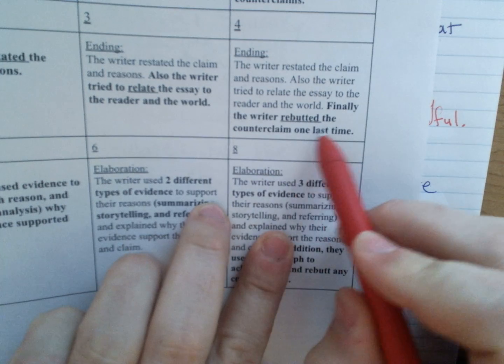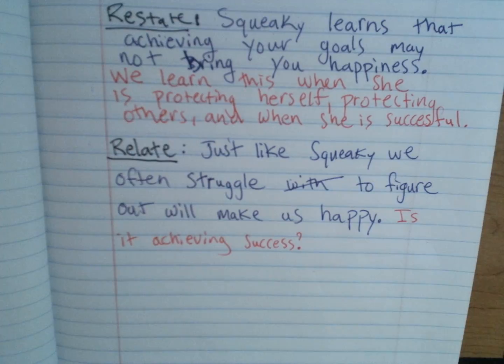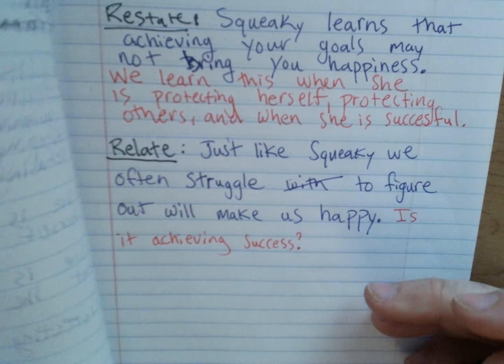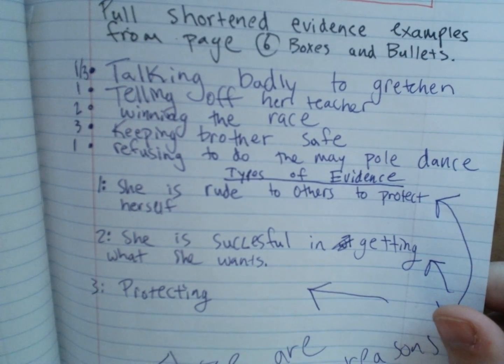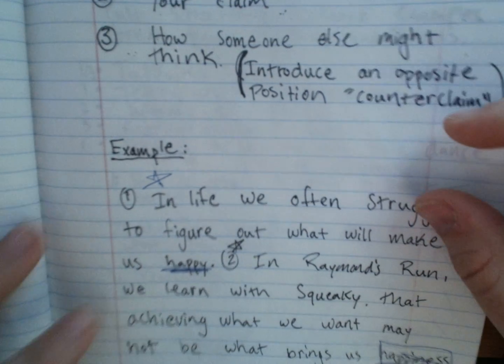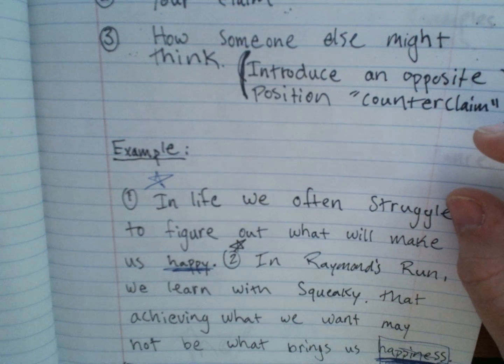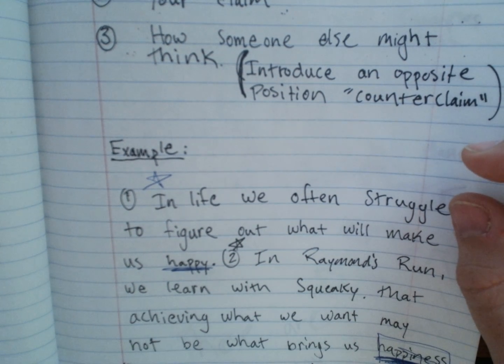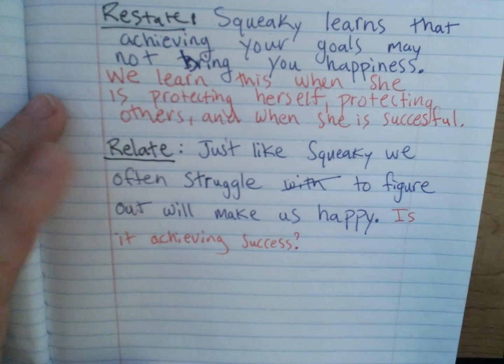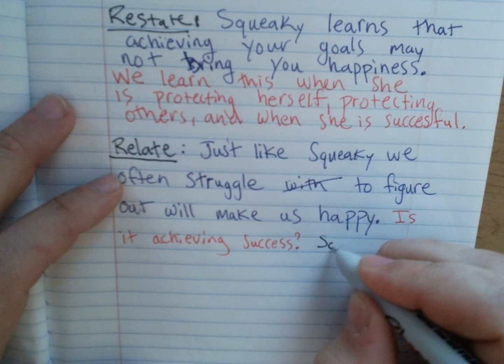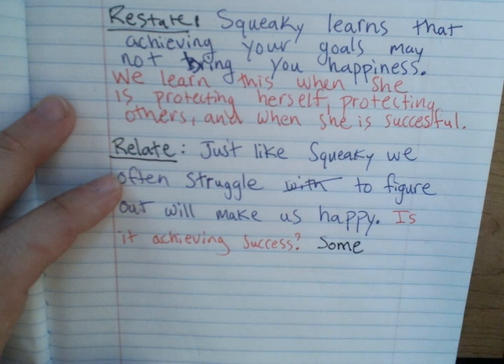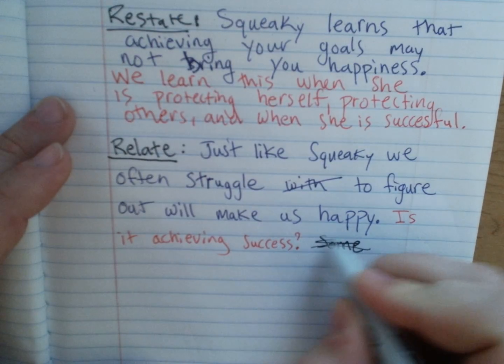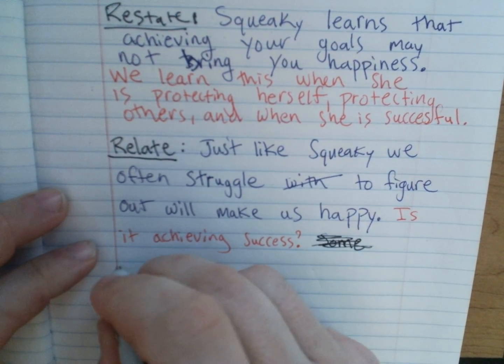It says, finally, the writer rebutted the counterclaim one last time. Wow, if you do remember correctly, that is something we also did in our introductions. So this shouldn't be too challenging. I'm going to go ahead and use my black pen now, and I'm going to take a look back at our introduction to see how I rebutted it before. So some people may disagree that finding happiness comes from achieving what they want. So I'll start by saying that. Yes, it is almost like I planned this. Oh, almost made a mistake there. I need to make my rebut section.